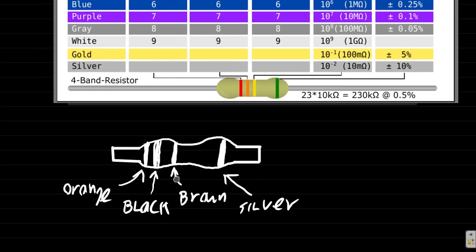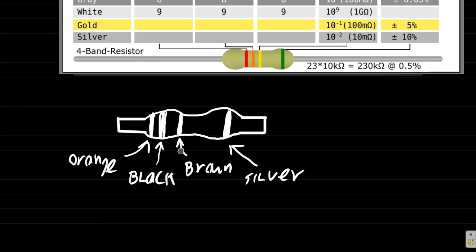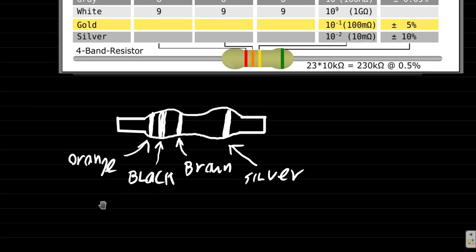Alright, so let's look at this example. We have a 4 band resistor. Those 3 colors that are close together, you have them here: orange, black, and brown. Then the color by itself at the other end is silver.